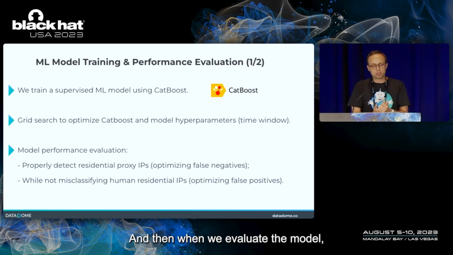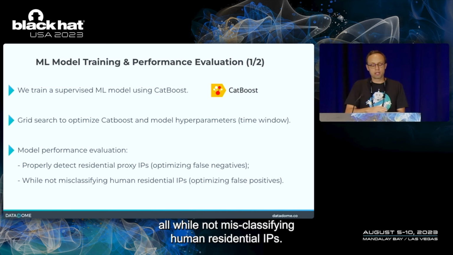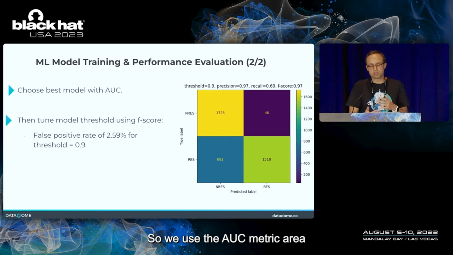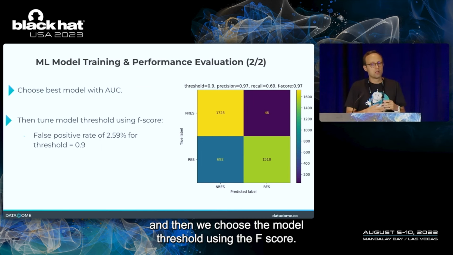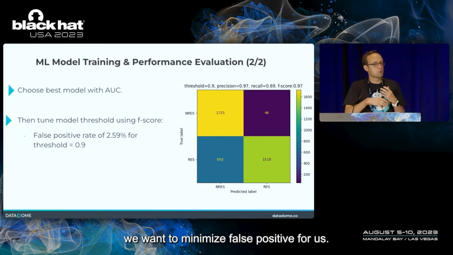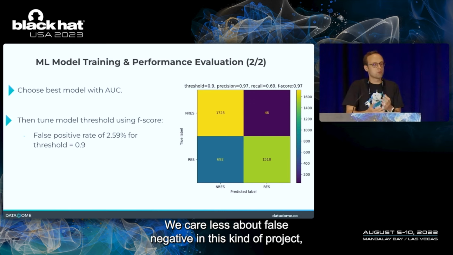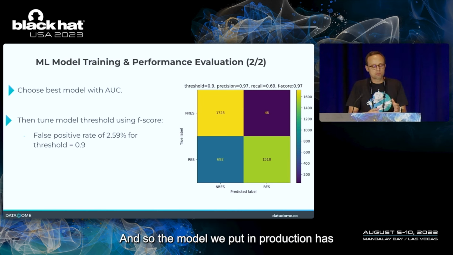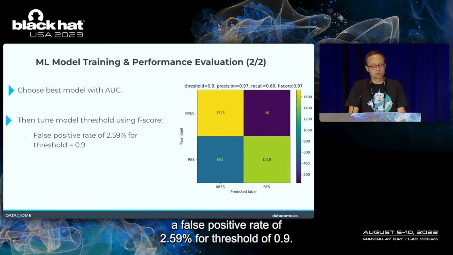When we evaluate the model, we want to ensure that it properly detects residential proxy IPs, so optimizing false negatives, all while not misclassifying human residential IPs, so optimizing false positives. We use the AUC metric, area under curve, to choose the best model, and then we tune the model threshold using the F-score. Why F-score? Because in our case, we want to minimize false positives. We care less about false negatives in this kind of project, but we don't want to make too many false positives. And so the model we put in production has a false positive rate of 2.59% for a threshold of 0.9.